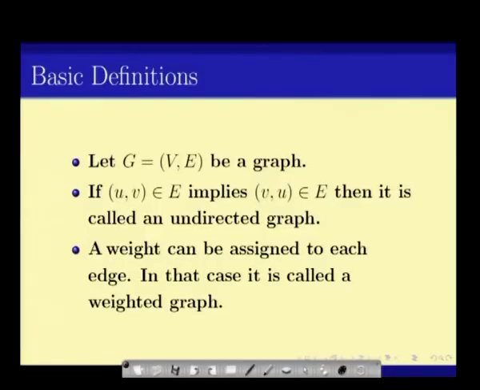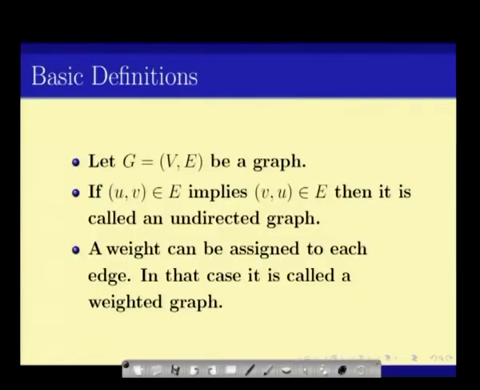Also, an edge can be assigned a weight. For example, say between point A and point B there exists an edge if there exists a road from A to B. Now, we might also want to specify the length of the road, and that we can add as a weight of that edge from A to B. So, if a graph is given to us with weights on the edges, then we call it a weighted graph.